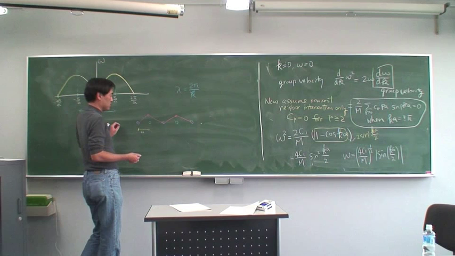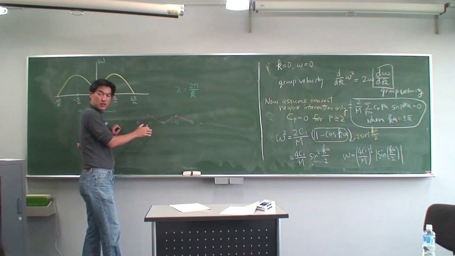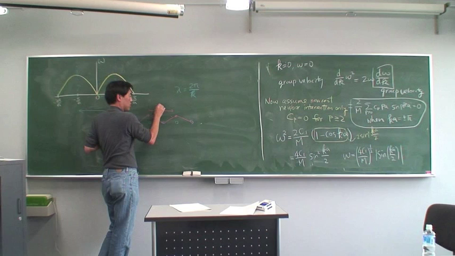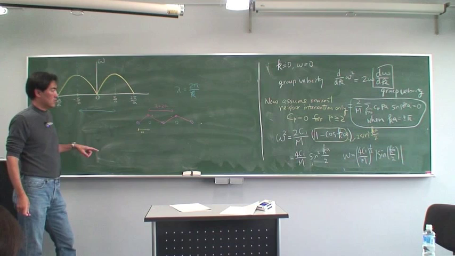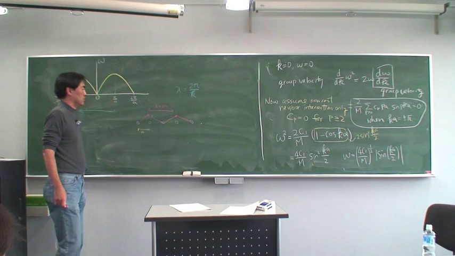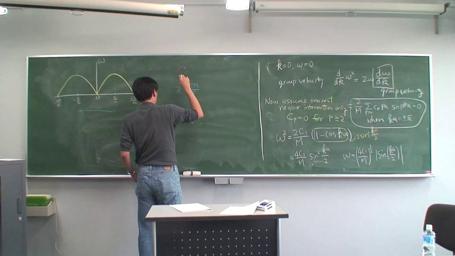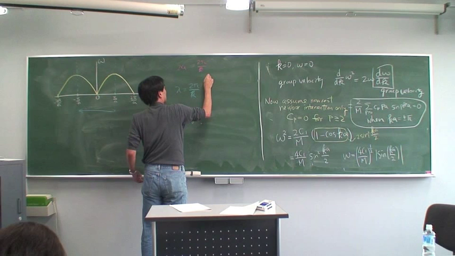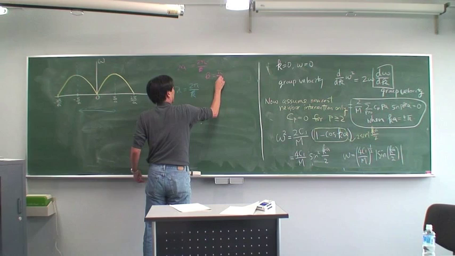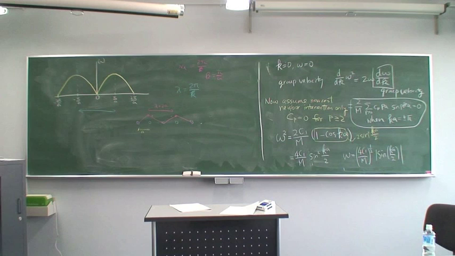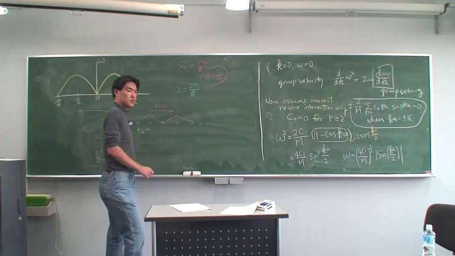So here, the wavelength is approximately 2a, right? And if I put 2a here, k is what? 2a equals 2 pi over k. So k is pi over a. Right? Okay? And that's the maximum k.